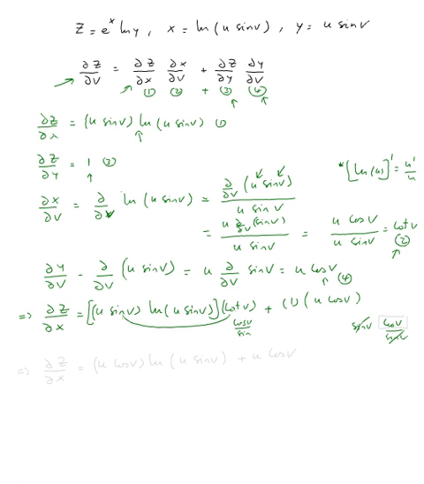So therefore, partial z with respect to v is equal to, like I said, multiplying, you'll have only cosine left. So it will be u cosine v ln of u sine v plus e u cosine of v. And that's it for this problem.